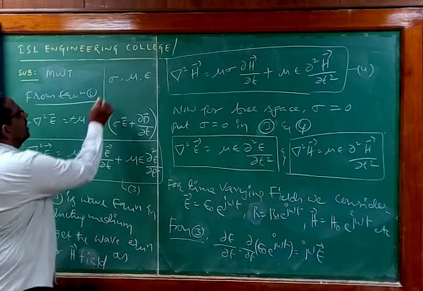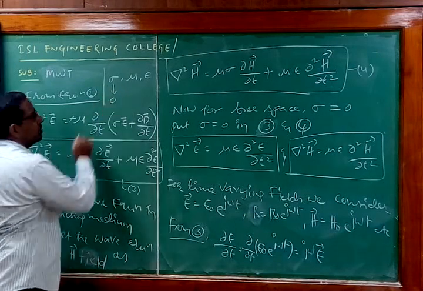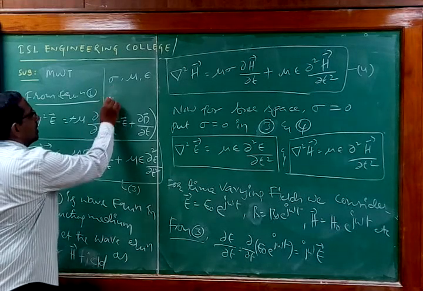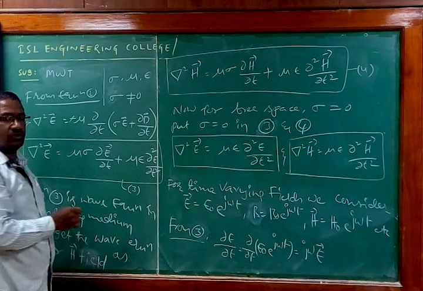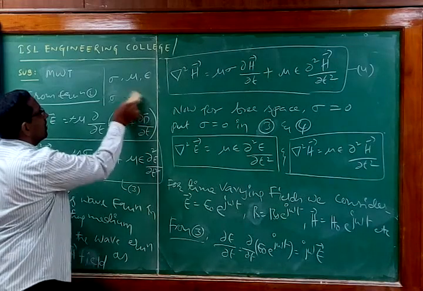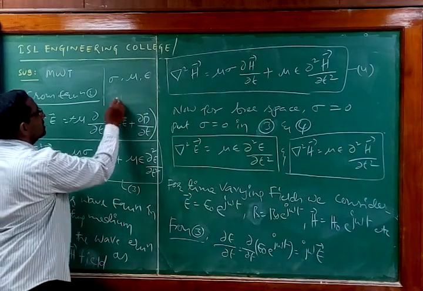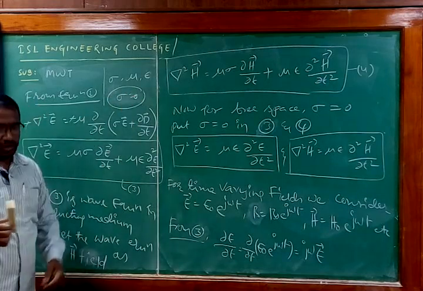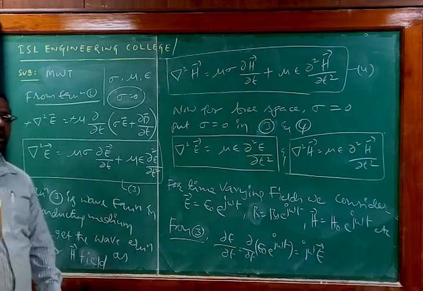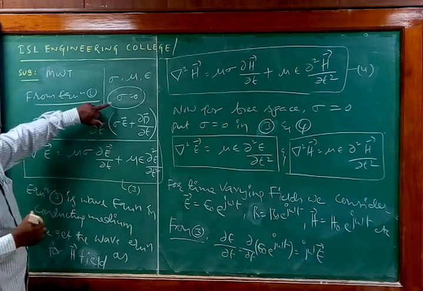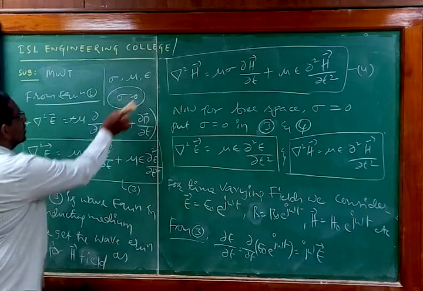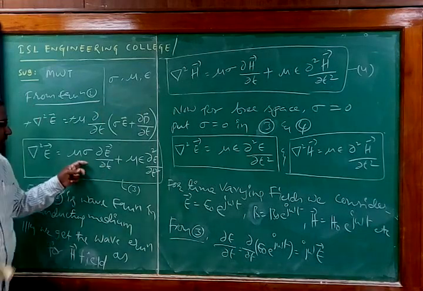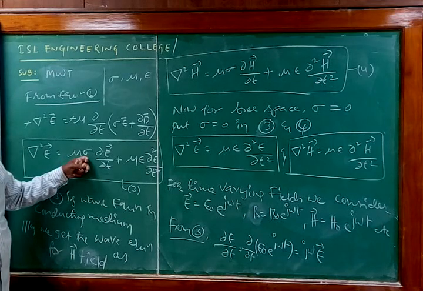Say for example, for a conducting medium, sigma is not equal to 0. For free space, sigma is equal to 0. So based on the medium under consideration, we take the value as 0 or a non-zero value. Here sigma is non-zero, because we are working with a conducting medium. Therefore, for a conducting medium, sigma is going to come as the extra term.